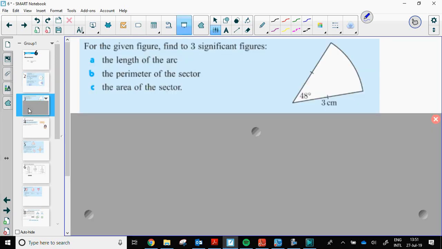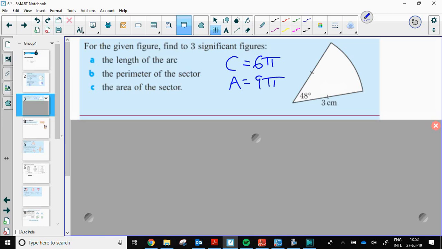So we'll just look at one of these real fast here. Let's find, for this particular shape, the length of the arc, the perimeter of the sector, and the area of the sector. So we might first ask ourselves, if this was an entire circle, what would the circumference be? Well, that would just be 2 times pi times the radius. The radius is 3, so that's going to be 6 pi. And what's its area going to be? That's going to be pi times the radius squared. So that's going to be 9 pi. We're going to use those now to calculate down below.